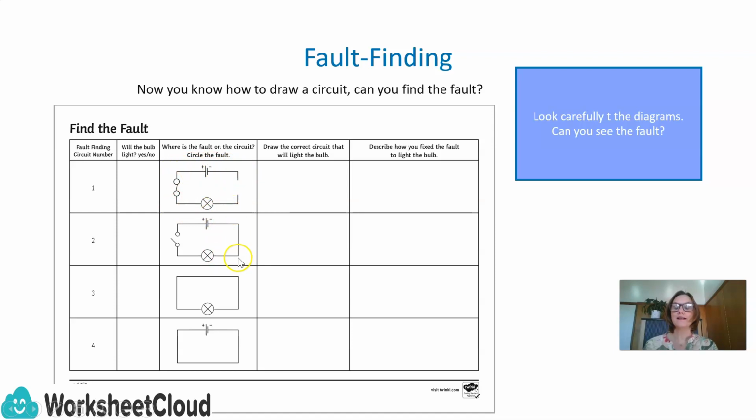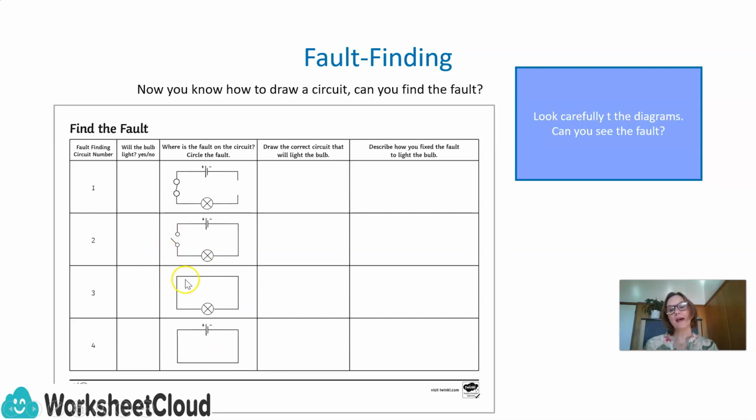Over here, let's take a look at this diagram. The switch is open, not closed, but there's our light bulb, there's our battery. If we close the switch, yes, it will glow. When it's open, no, it will not.